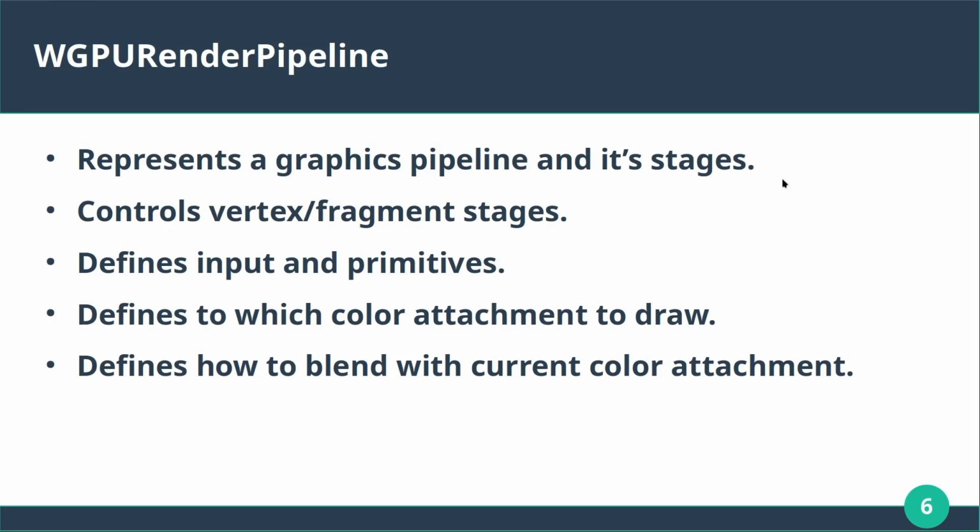So how do we create that pipeline? Well, WebGPU has an object called a render pipeline, and go figure. It represents this graphics pipeline. It's what your GPU does, right? But it's an object with which we control that pipeline and its stages. Mainly the vertex and fragment stages. Then we can define input and primitives, define where to draw and how to blend stuff.